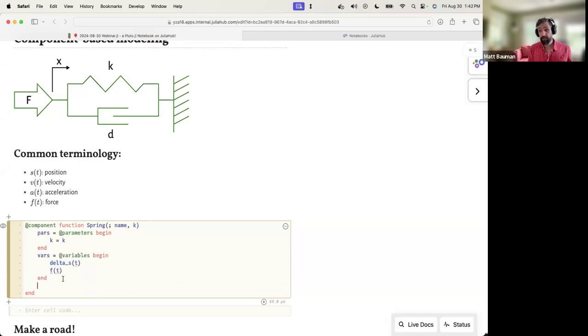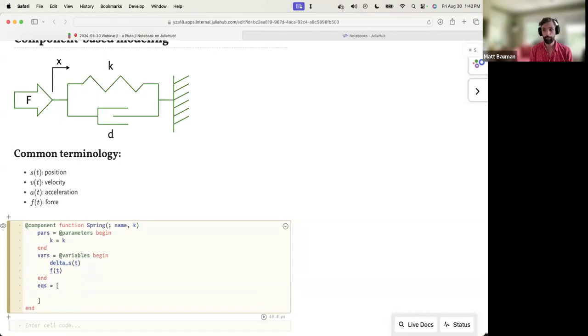Now what? Well, that's exactly it, right? We want to have our equations. So we can define our set of equations here to be that answer, right? So we know that our force is going to be equal to the K times our delta S. And since I've defined these up here as parameters and variables, I can just use them down here.